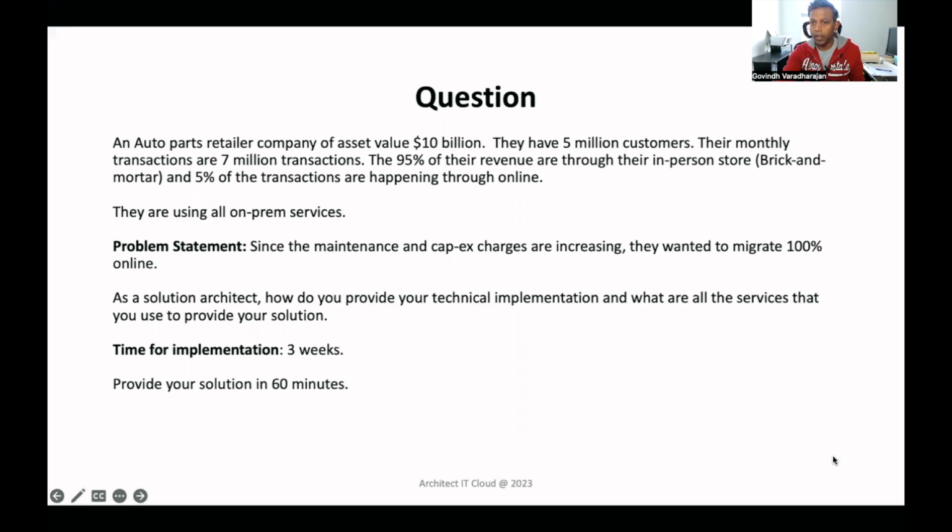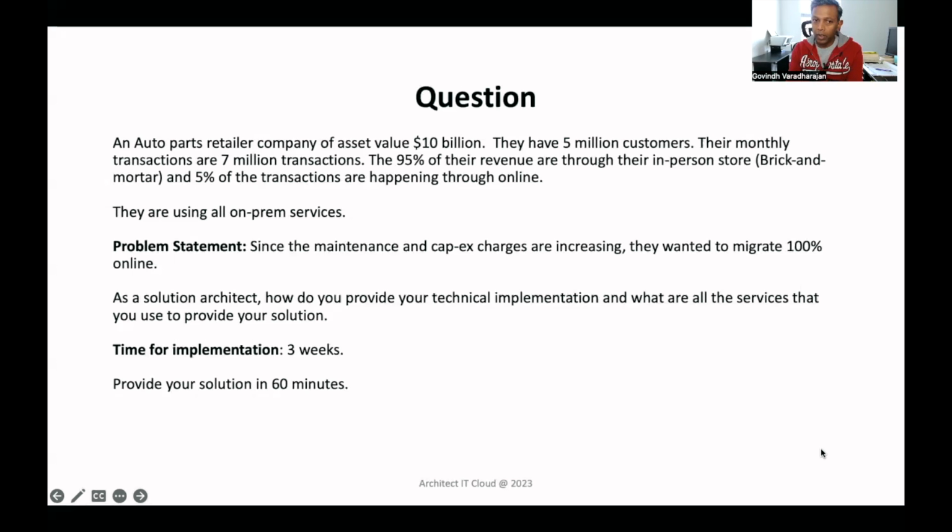Hope you can see my screen. So this is the question that we asked in the last video, right? An auto parts retailer company of asset value $10 billion, and they have like 5 million customers, and their monthly transaction volume is 7 million transactions per month, and almost 95% of their revenue is through their in-person store, and also the 5% transactions are coming through the online store.